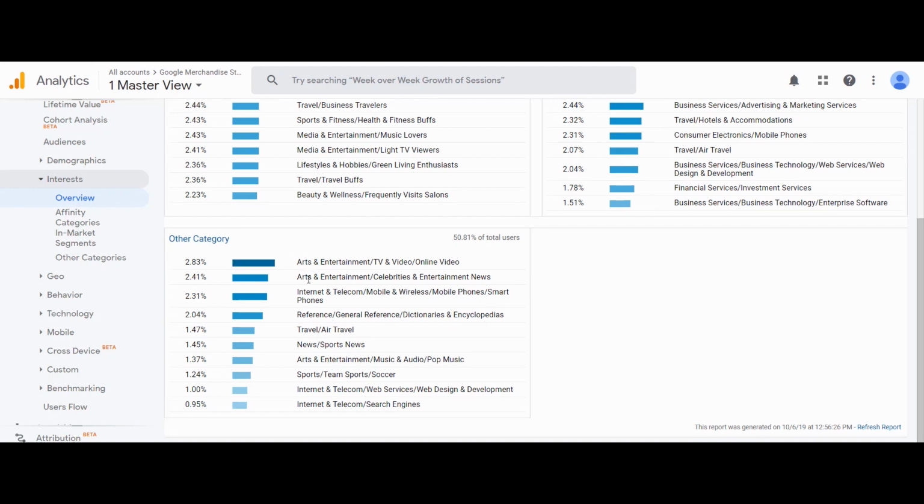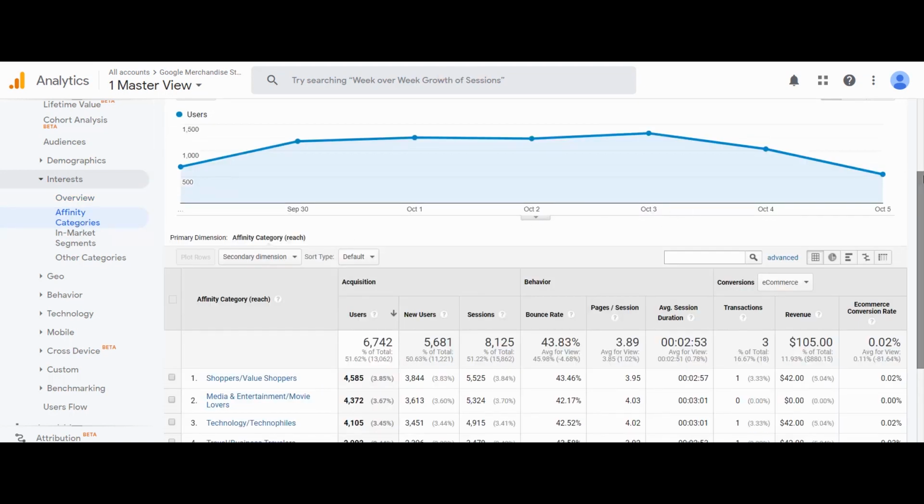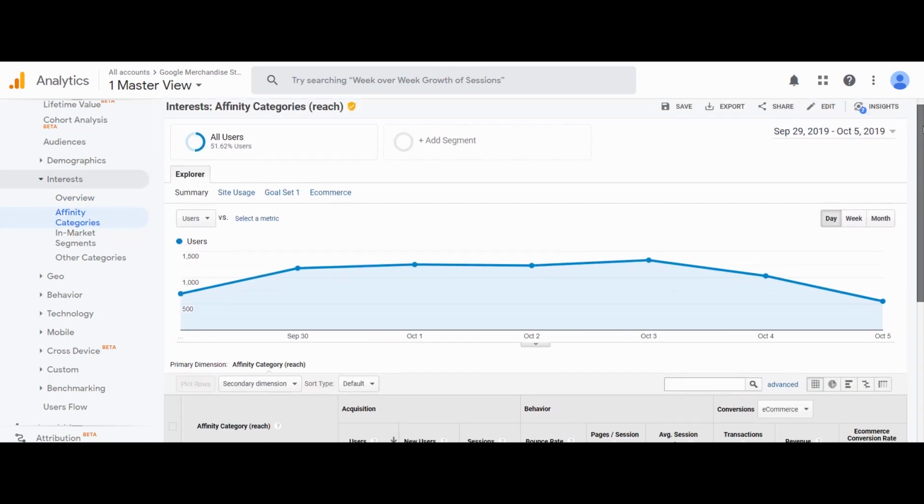This type of metric is very useful to understand what sort of audience is visiting your website. This is an indication of whether you are targeting the right audience or not. Next, we have the detailed data about each category in both graphs as well as in table format.